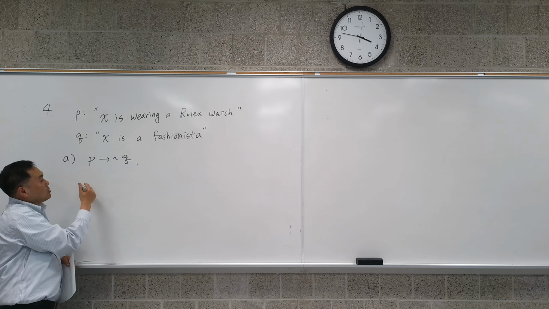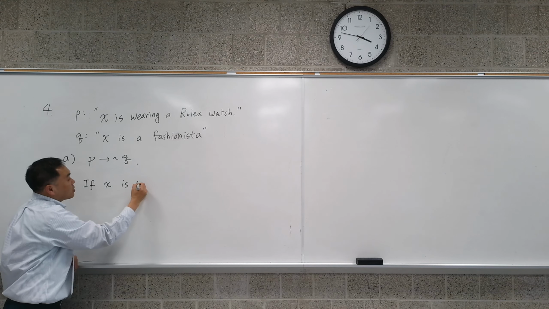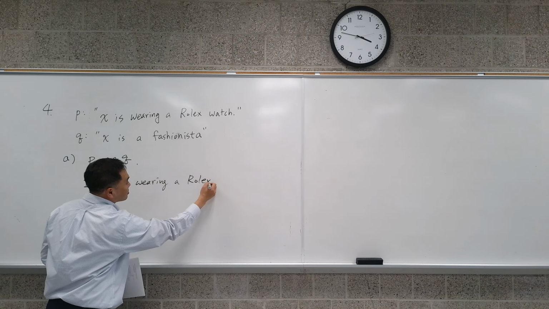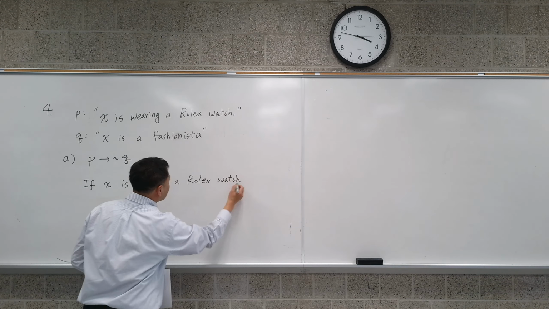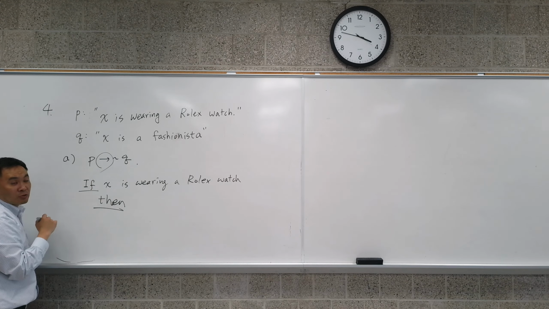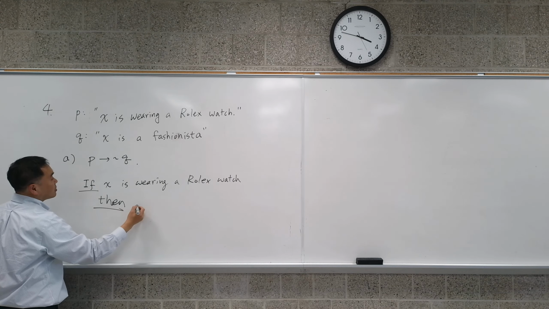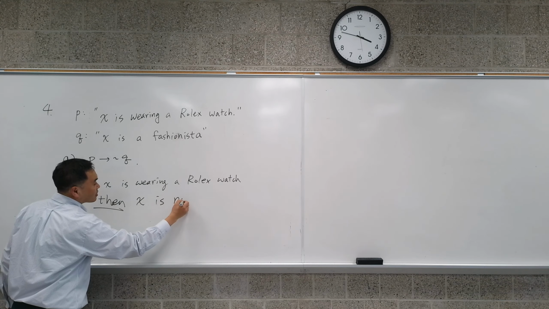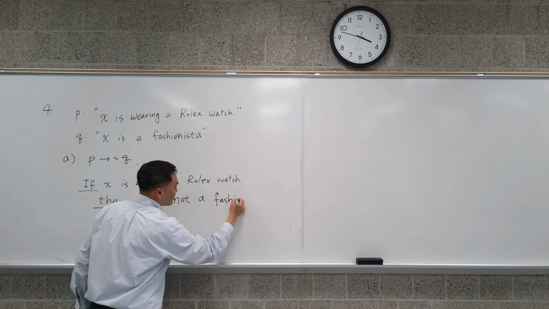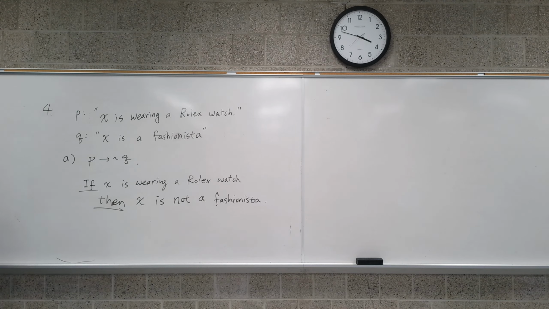So this statement will be if P, which is if X is wearing a Rolex watch, then, so this if-then corresponds to this arrow there. Then X is not a fashionista.